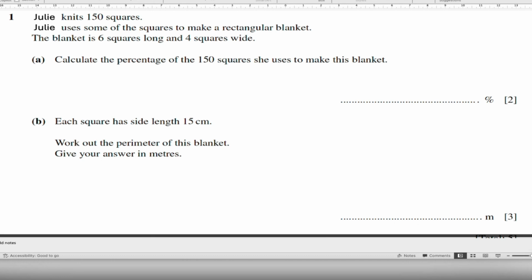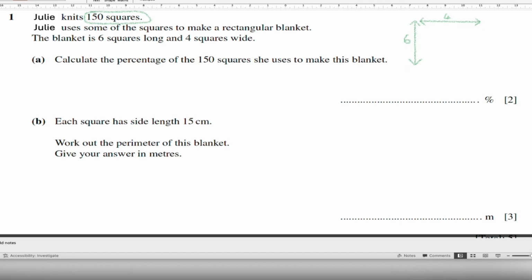So let's start with question 1a. We know that Julie knits a total of 150 squares. The blanket she makes is 6 squares long and 4 squares wide. So it is 6 squares long and 4 squares wide. Okay, so here we have 6 squares and here we have 4 squares. Calculate the percentage of the 150 squares she uses to make this blanket.